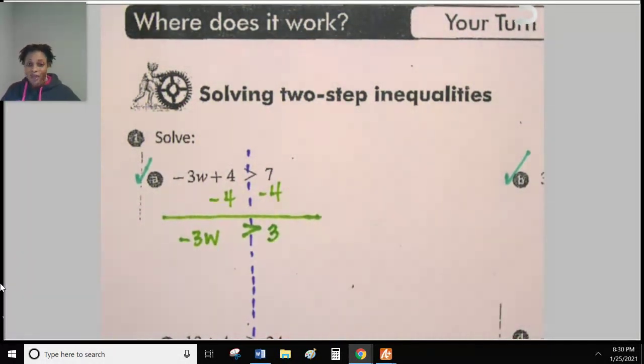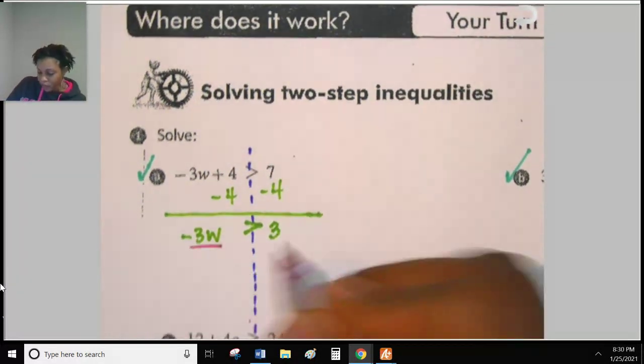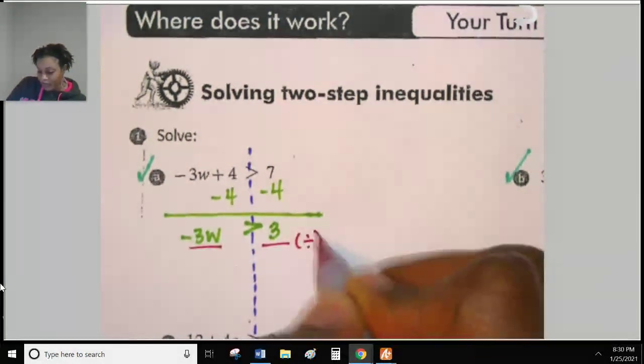So now that step 1 is done, my two-step is back to a one-step. I don't see an addition sign. I don't see a subtraction sign. I don't see a fraction bar. So clearly negative 3 is being multiplied times W, okay? This is multiplication. The opposite of multiplication is division. So I'm going to divide both sides.